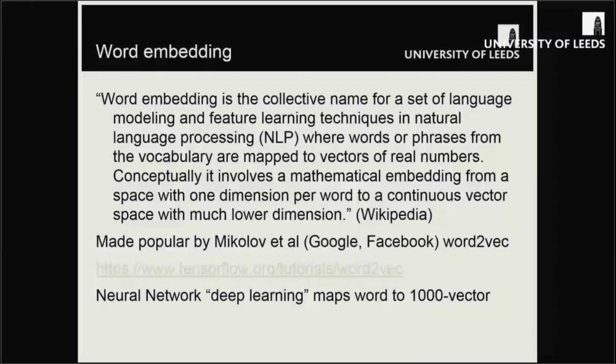I've just shown you how to map a word into a vector of real numbers, but the clever thing is, it conceptually involves a mathematical embedding from a space with one dimension per word to a continuous vector space with a much lower dimension. So rather than having one value for every possible word, you somehow merge together words which are similar, so you end up with a representation where any particular value isn't linked to just one word, but it has a distributed representation of several words. And that's done in a neural network.